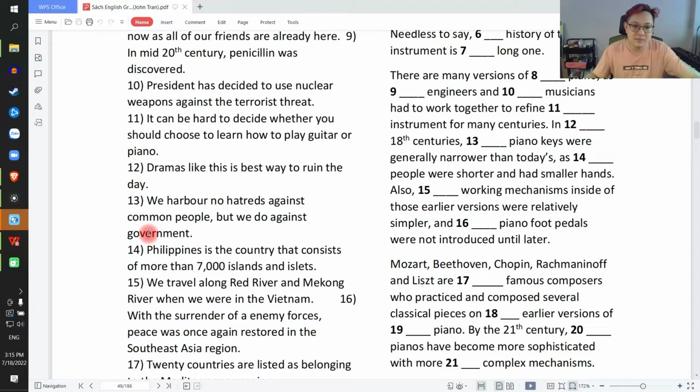So when we want to talk about a particular group that is the common people, you have to use the definite article the in here, or the.